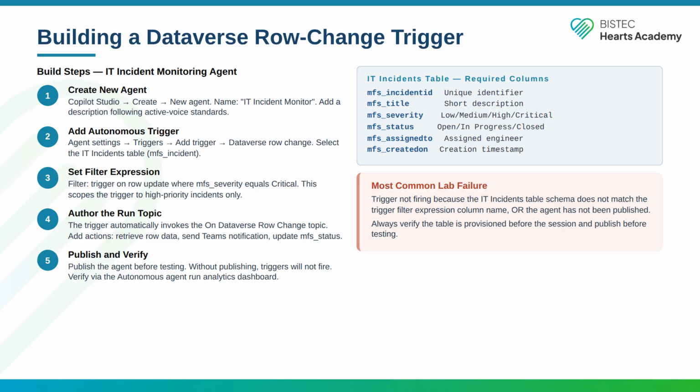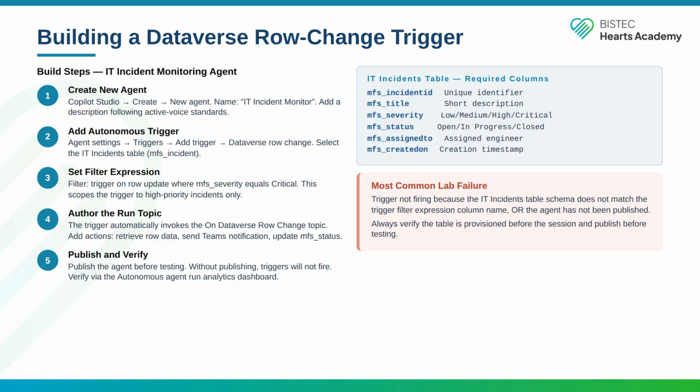The column name in the filter must match the schema name, not the display name. MFS severity is the schema name. If a participant has customized the column's display name, they may use the wrong name in the filter and the trigger will fail silently.